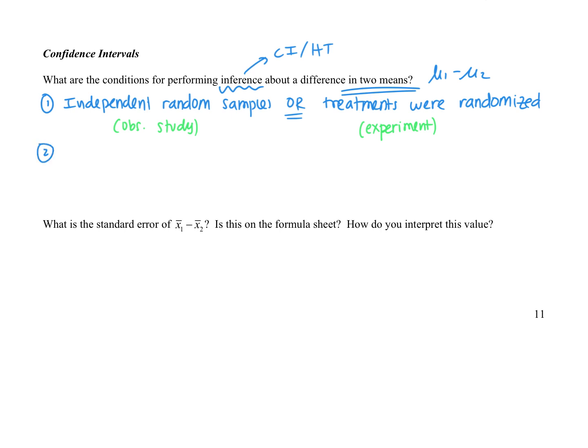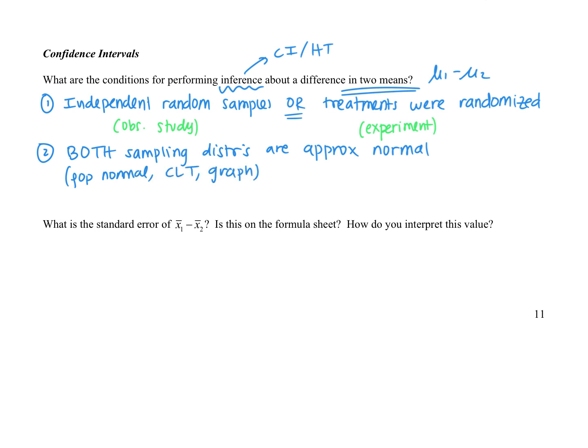Second, approximately normal. We have to check that again for both sampling distributions. So both sampling distributions are approximately normal. And you still have the same three ways to check. Either you would be told a population is normal, or you're going to use the central limit theorem, or you would look at a graph. It is possible that you would check for the two samples differently. So it's possible the central limit theorem would apply to one sample, but not the other one.